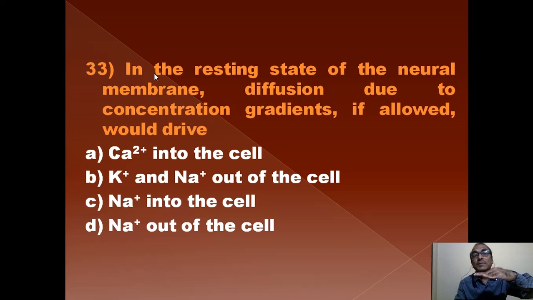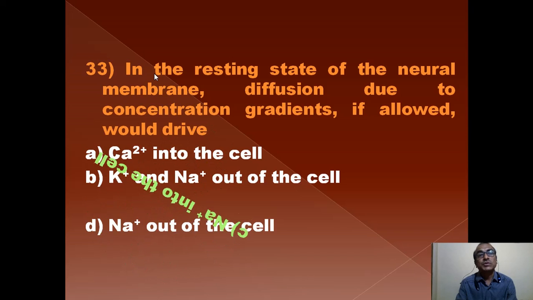So what happens? The gradient of sodium ions is there. It is more outside. So naturally, if we allow the ions to move along the concentration gradient, definitely sodium ions will be entering into the axon through the neural membrane. So C will be the right option.